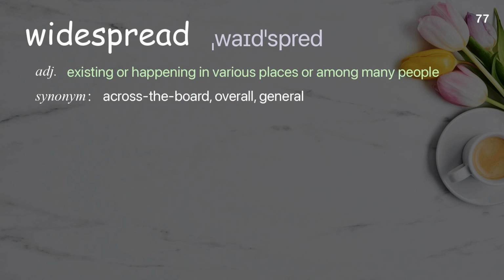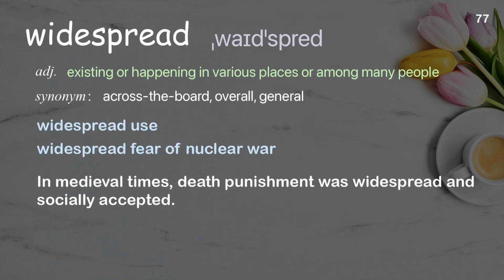Widespread: Existing or happening in various places or among many people. Examples: Widespread use. Widespread fear of nuclear war. In medieval times, death punishment was widespread and socially accepted.